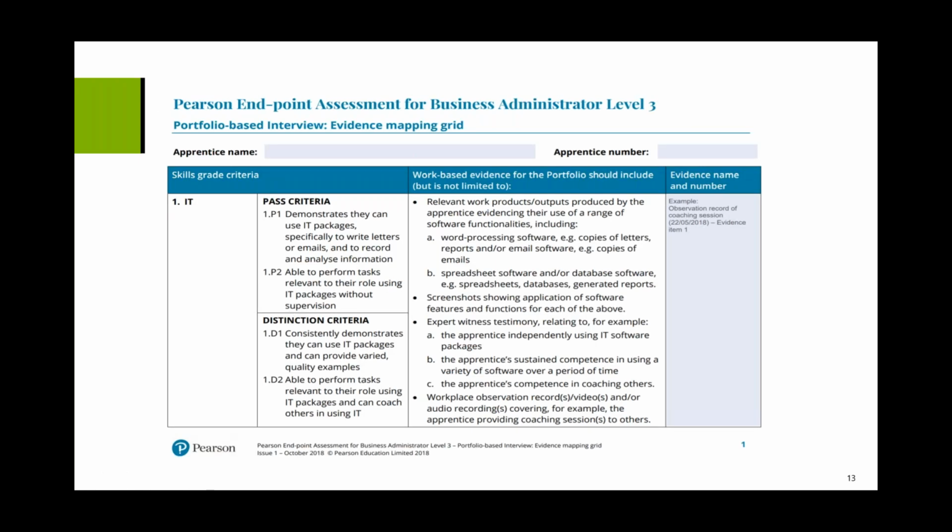So this is an example of the mapping grid. So the mapping grid has the grade criteria that is required to be met. And then it has examples of what could be used to meet those criteria. So for example, 1P1 demonstrates they can use IT packages specifically to write letters or emails and to record and analyse information. So portfolio evidence could include word processing software, copies of letters, reports, or email software, so screenshots of emails.